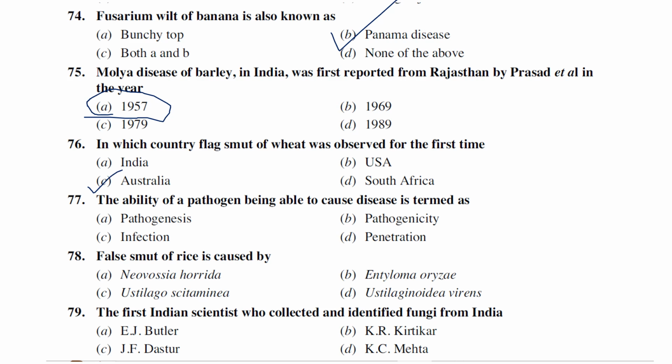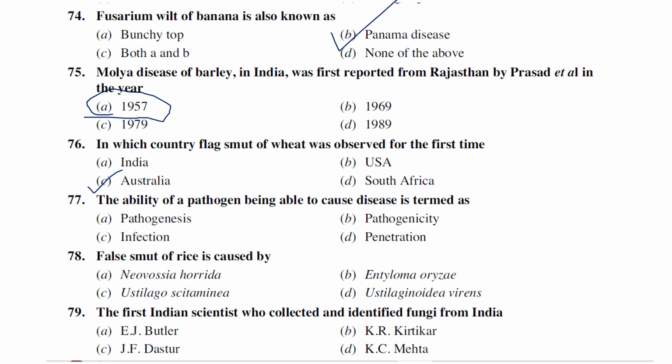Australia. So in the starting of the 20th century, exactly in the 1890s, this flag smut of wheat is a very dangerous disease. It was introduced in India from Australia in 1906, but it was first reported in Australia around the 1890s. It is still a dangerous disease, but the severity of this flag smut is now greatly reduced with the introduction of resistant varieties.